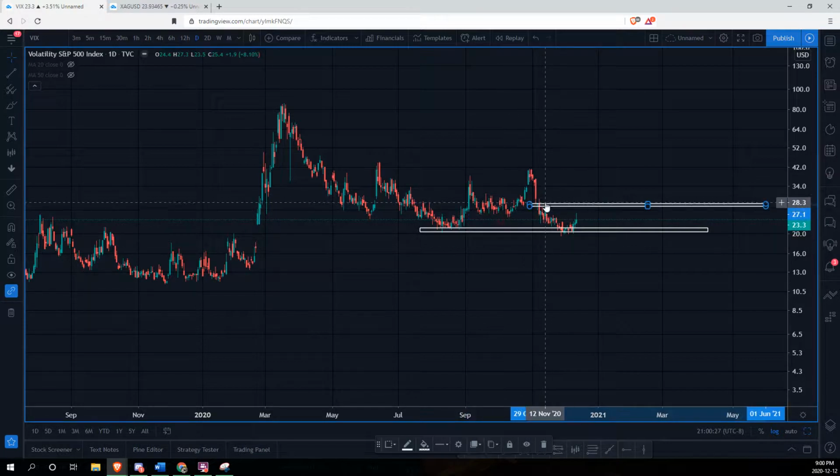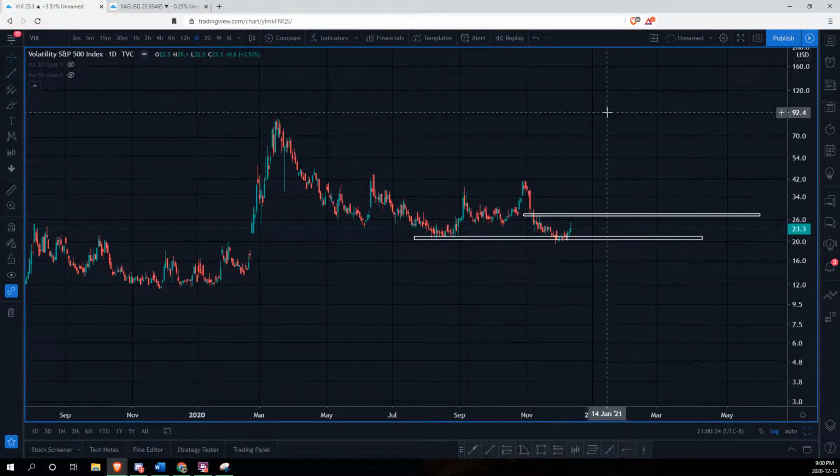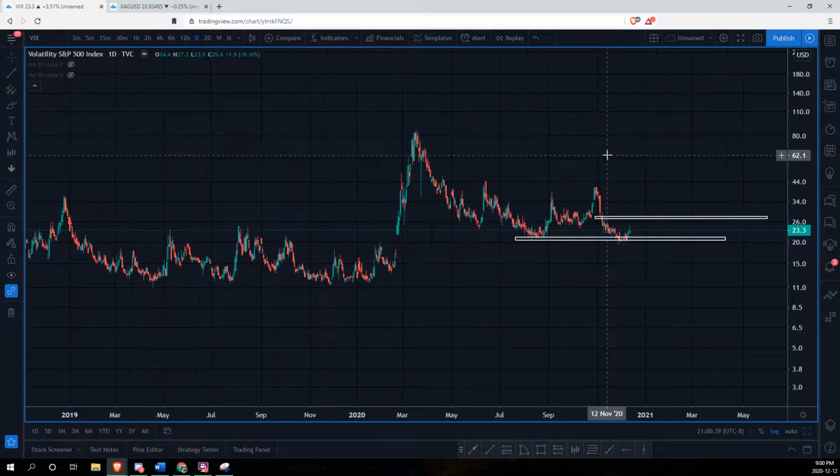Once it starts trading above this previous low and above these highs right here to start the downtrend, that would be a little bit worrying for the volatility, and I think the S&P could see a little bit of a tumble. So until then, we're going to be just continuing our overall bullish sentiment.